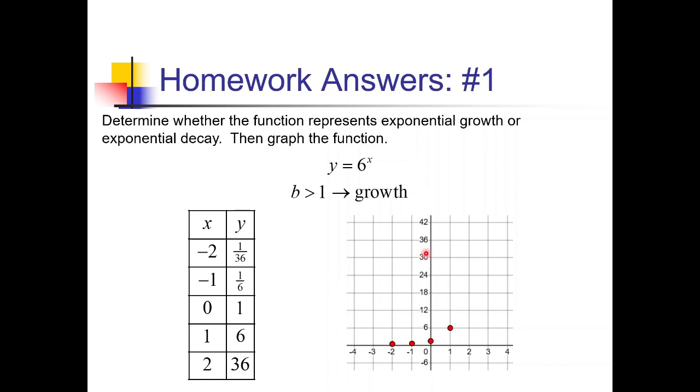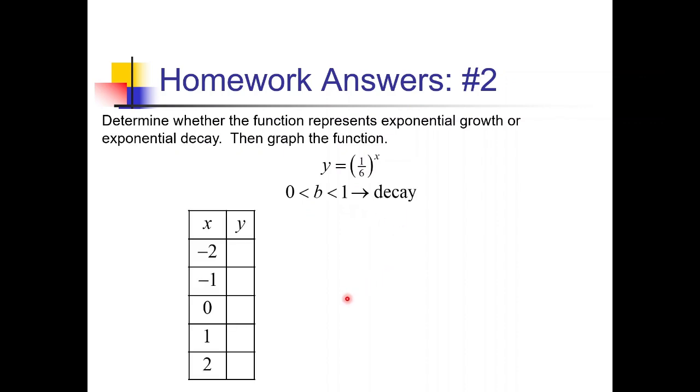I had to make my y grid lines go by 6s because we have such a fluctuation in our range here. And finally, we have 2 comma 36. This is the one that really forced my hand. This is a big value up here. So now graphing that with our horizontal asymptote on the x-axis, here's what our exponential function looks like.